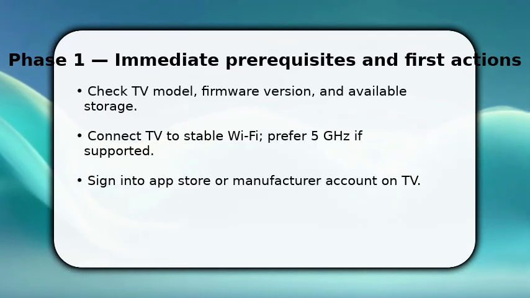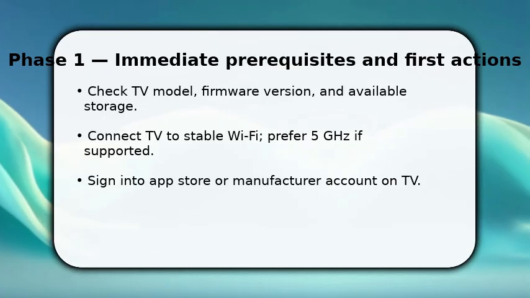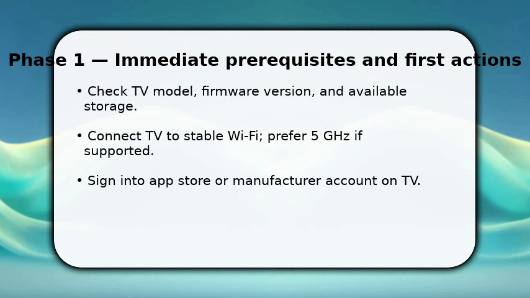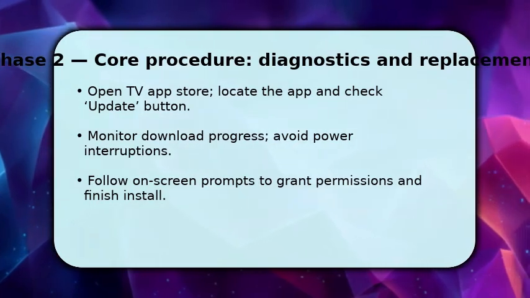Next, sign into the TV's App Store or manufacturer account so you can access updates and permissions. This first step prevents mismatches and repeated failures, and it primes the TV. You now navigate to the TV's App Store, find the target app, and tap Update.